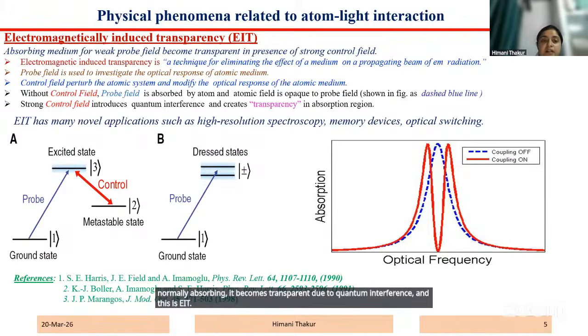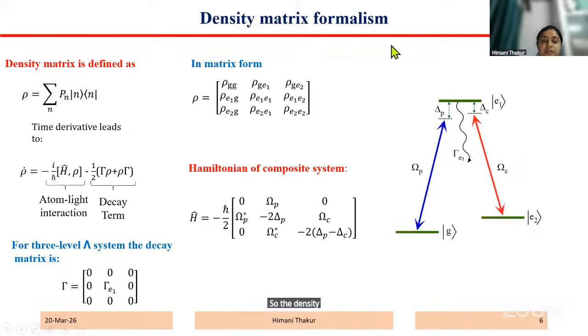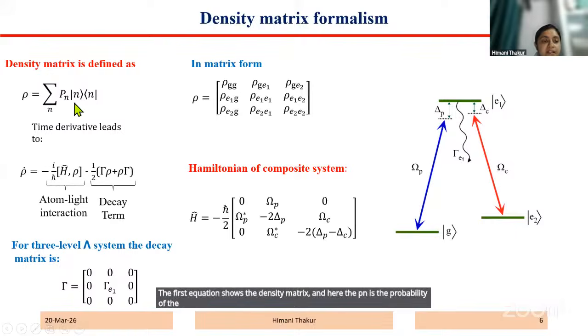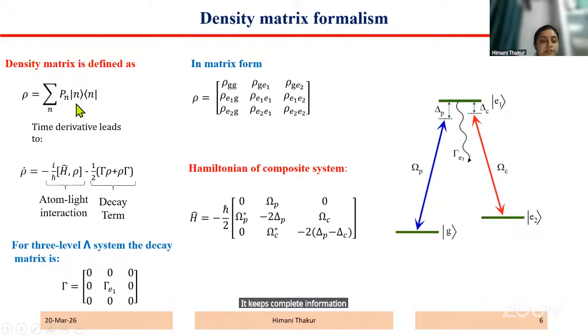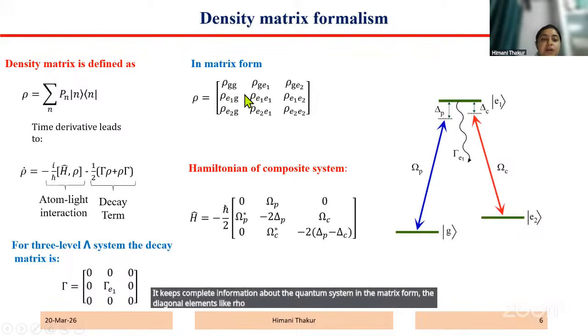So the density matrix formalism for all these results is this. The first equation shows the density matrix, and here P_n is the probability of the system being in the state n. It gives complete information about the quantum system. In the matrix form, the diagonal elements like rho_GG, rho_E1E1, and rho_E2E2 represent the populations of states.